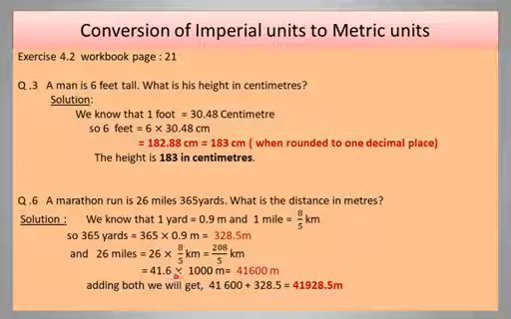So 41.6 into, in 1 kilometer there are 1000 meters, is it? So to convert it into meters, we already know, multiply by 1000. Kilometer to meter is multiply by 1000. So you will get 41,600 meter. Now 26 miles we converted into meters, and also 365 yards we converted into meters. So add both these and you will get the answer 41,928.5 meters.